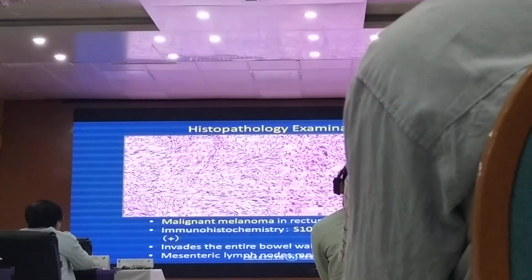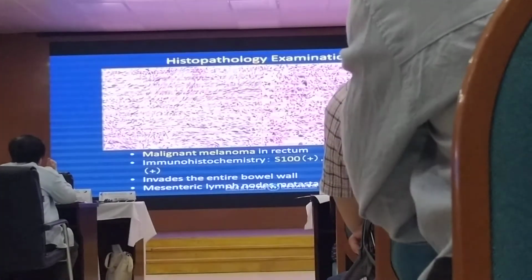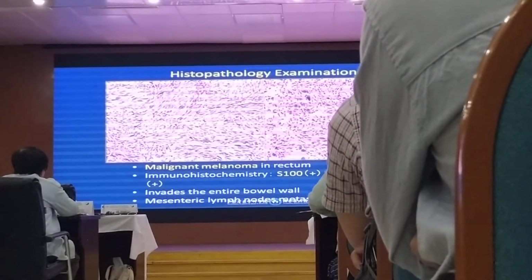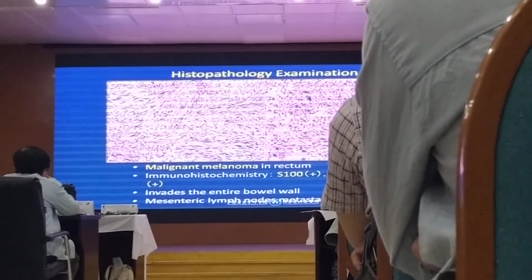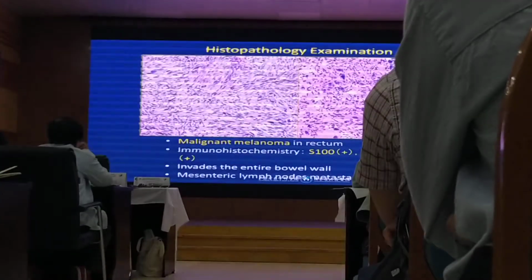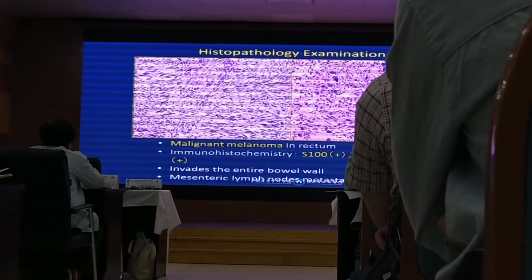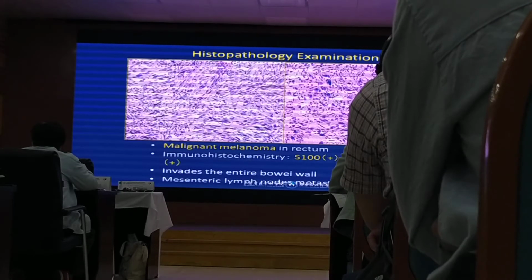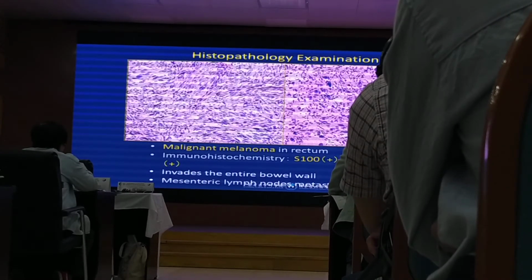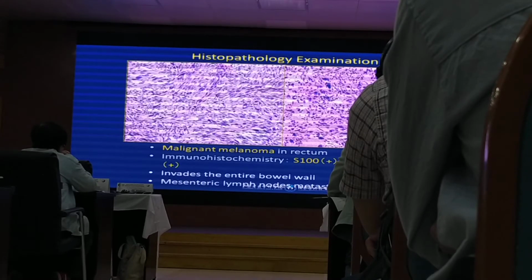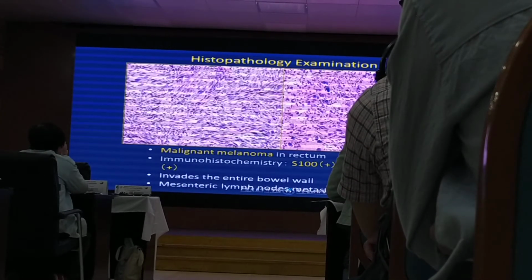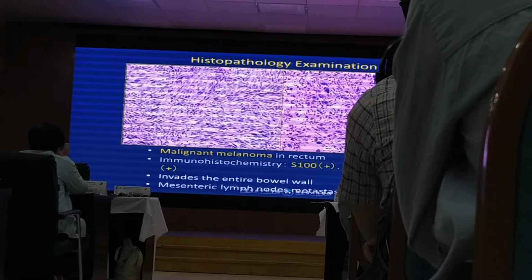From the anal verge, 2.5 centimeters from the dentate line, a 0.5 centimeter infiltrative mass was seen at the mucosal surface. According to the histopathological examination, this is a malignant melanoma in the rectum.